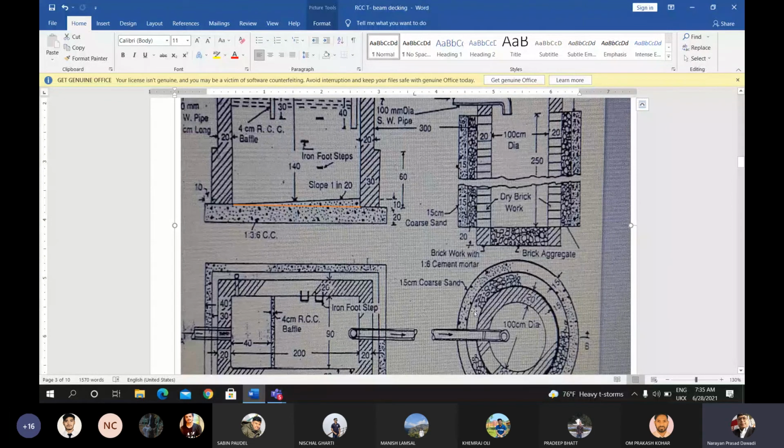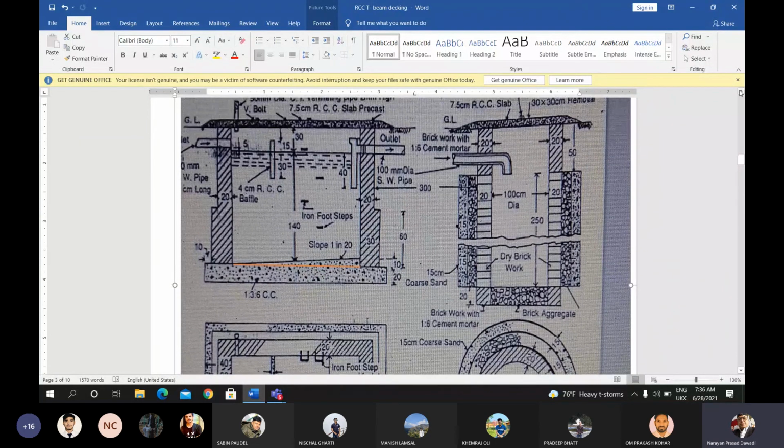Now the volume of the trench will be the area of the circle into depth of the trench. The area of the circle will be pi d square divided by 4. The diameter of the circle is 2 meter. So pi 2 square divided by 4 into the height of the circle.